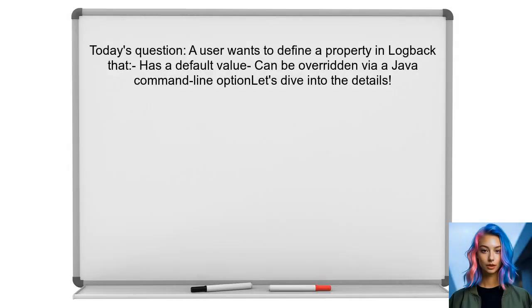Here's the specific question we're addressing today. A user wants to define a property in Logback that has a default value and can be overridden via a Java command line option. They provided a snippet of their Maven configuration and their current Logback setup. Sound familiar? Let's dive into the details.